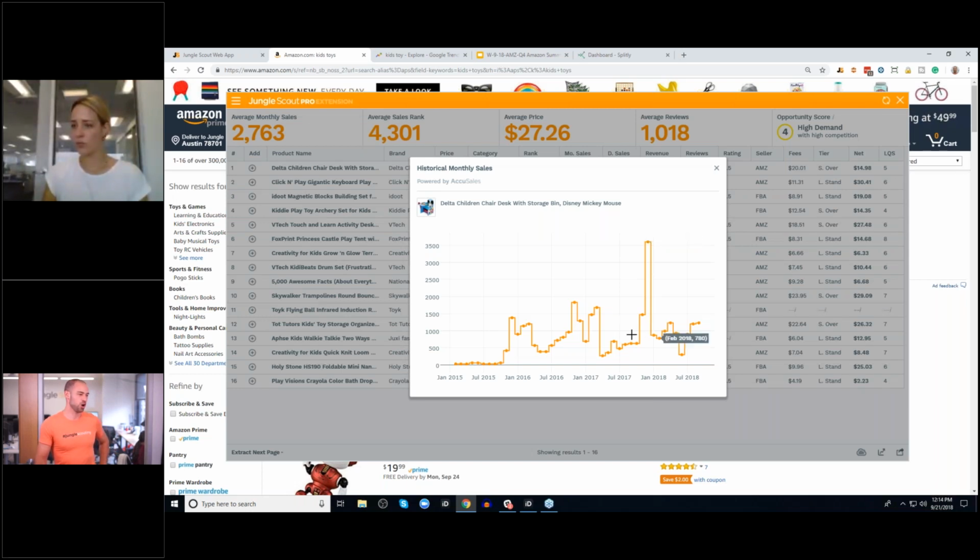What I'm looking at here is a stair-step graph, and each month shows you how many units have been sold that month, and it's pretty accurate. You can think of it as about plus or minus around 20%. So it gives you a good indicator.